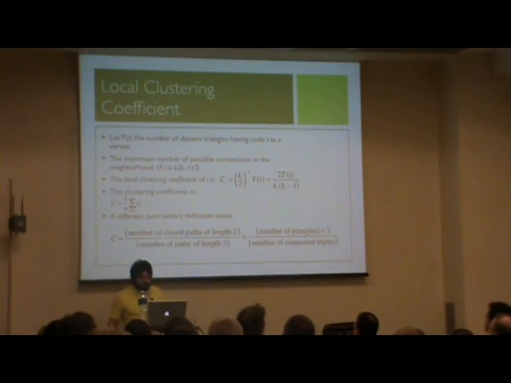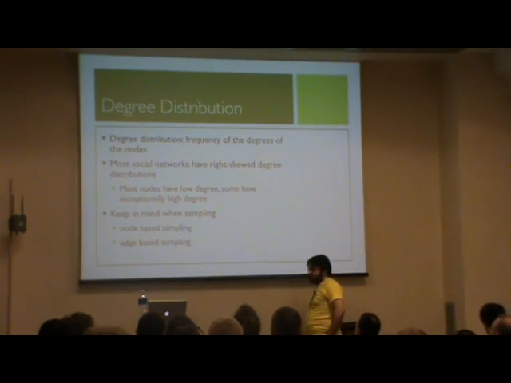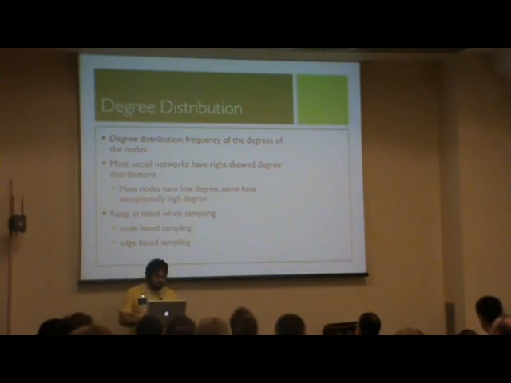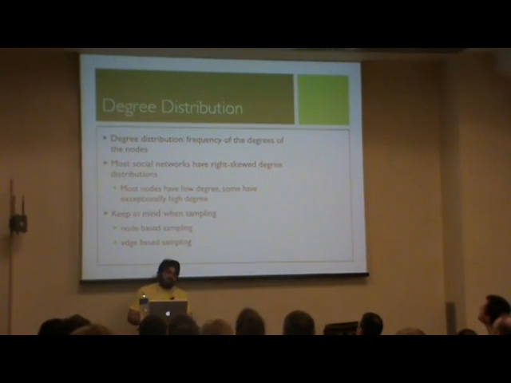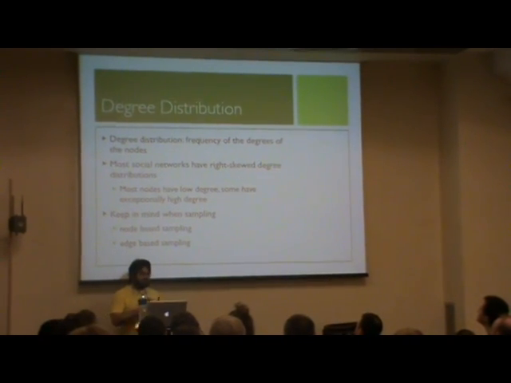And basically, we are done with the clustering coefficient. And we can see the degree distribution, which is another network-level property. And it's a very hard one. I'll explain that in a while. So, the degree distribution is just the frequency of degrees of nodes.